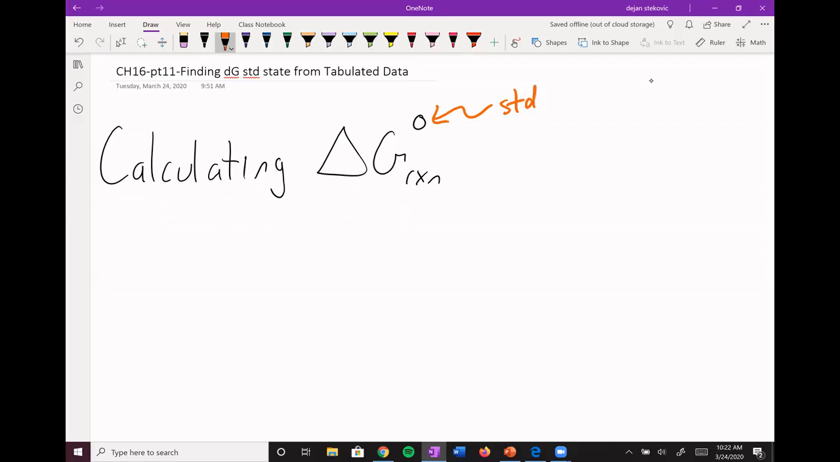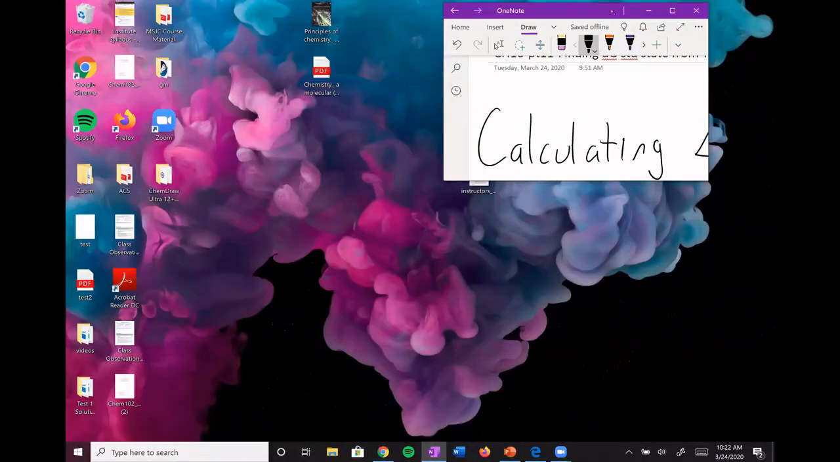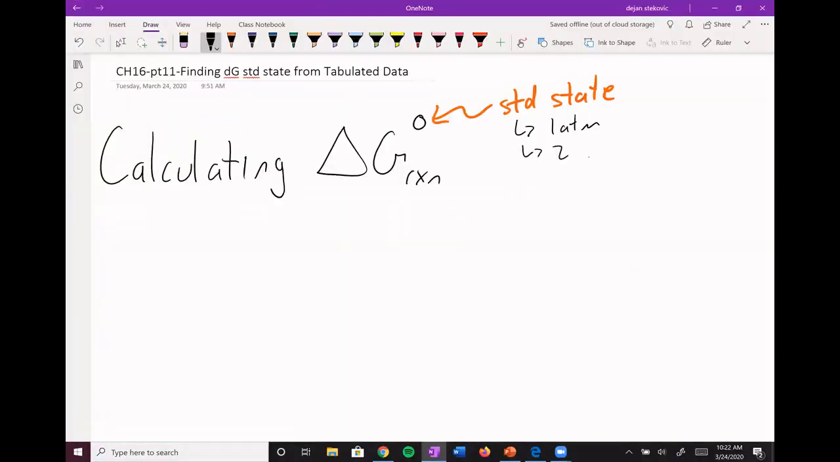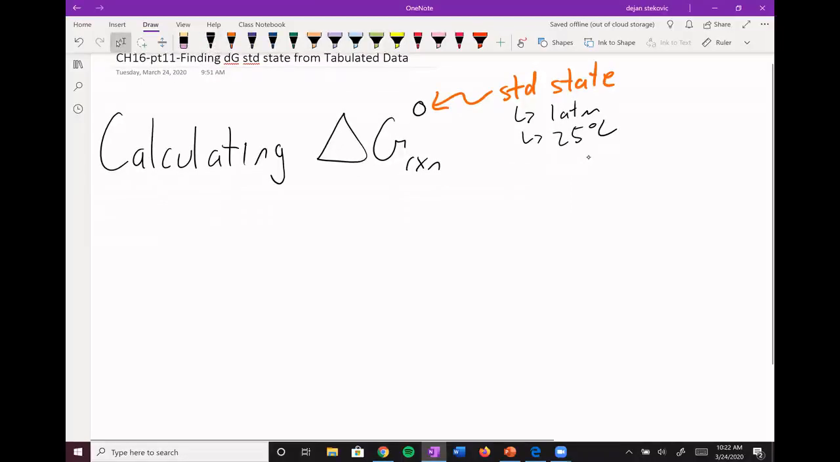right? So this little degree symbol again means standard state. And remember that means approximately 1 atmosphere of pressure. And then most of the time it means 25 degrees Celsius, right? So that's what we're talking about with standard state, and solids and liquids are in their most stable state in these conditions.